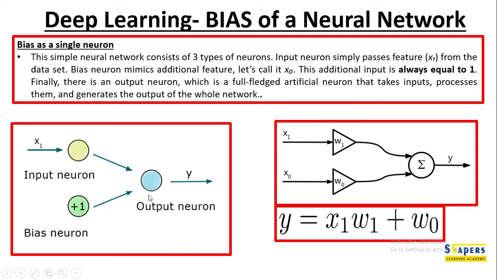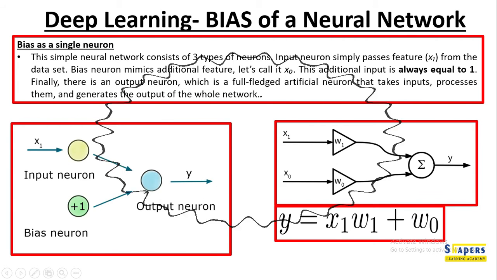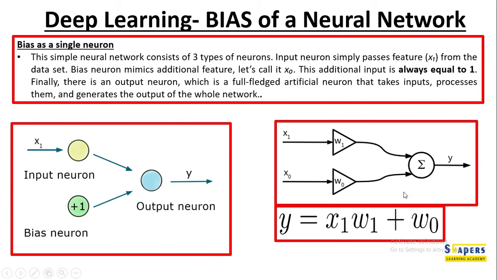Finally, there is an output neuron, which is a full-fledged artificial neuron that takes the inputs, processes them, and generates the output for the whole network. So to give better clarity, this is a neuron, this is the weight w1, and this is the bias. Hence, the output function, or the activation function, becomes y equals x1 multiplied by w1, obviously input multiplied by the weights, plus the bias.